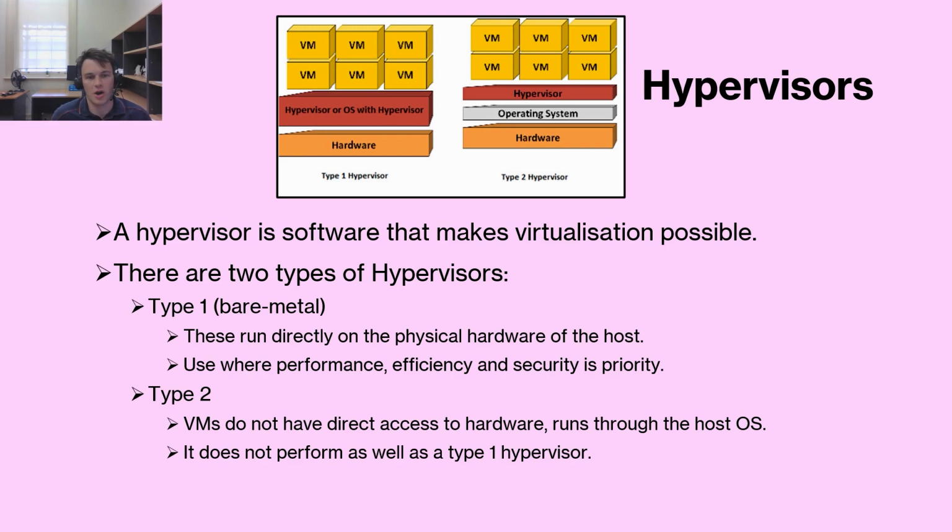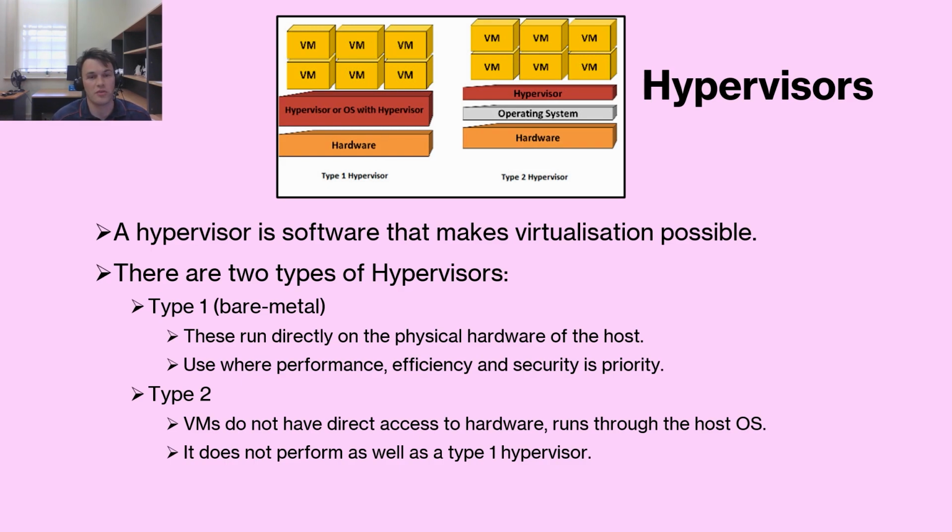Now let's look at hypervisors. A hypervisor is the software that makes virtualization possible, and there are two types of hypervisors. There's Type 1, which is referred to as bare metal. It's bare metal because it has direct access to the underlying hardware of the host, so it doesn't need to go through the host operating system to access that hardware.